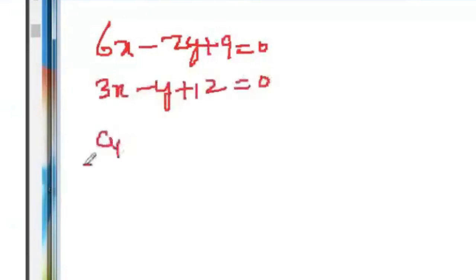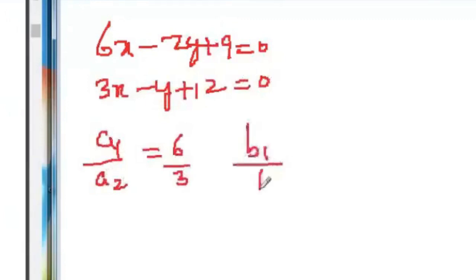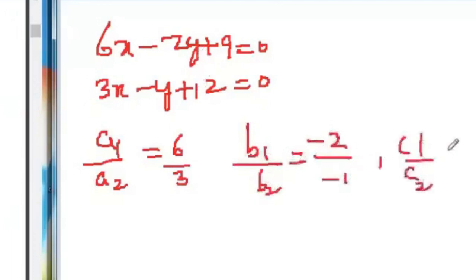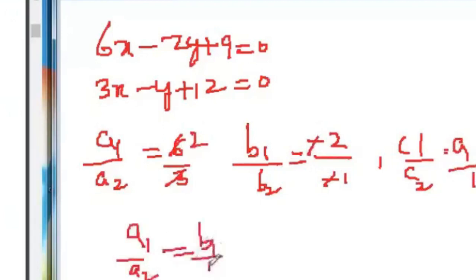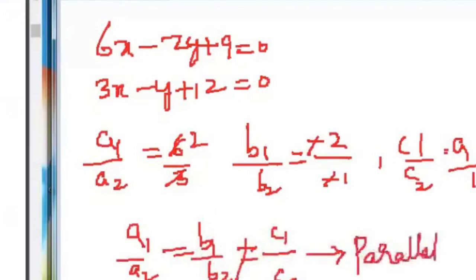So comparison of ratio is A1 by A2, which is nothing but 6 by 3, B1 by B2. B1 and B2 are the coefficients of y, minus 2 by minus 1, and C1 by C2 is equal to 9 by 12. So 3 ones are 3, twos are 2, negatives cancel, 2. So A1 by A2 and B1 by B2 are equal, but they are not equal to C1 by C2. So this is the condition for parallel lines. So correct option for this question is parallel lines.